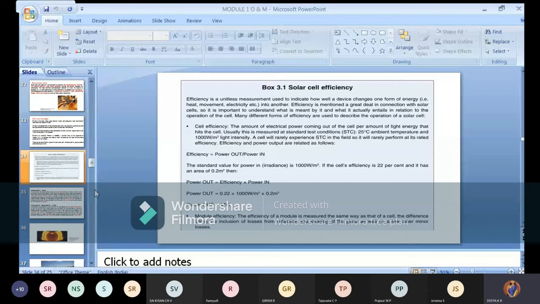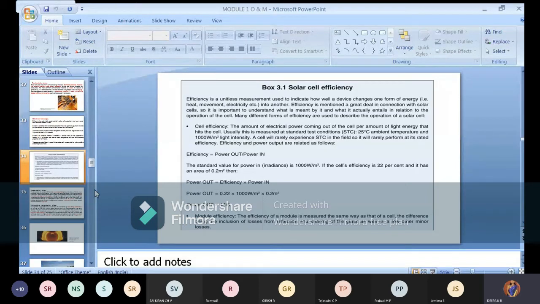Efficiency is mentioned a great deal in connection with solar cells, so it is important to understand what is meant by it and what it actually entails in relation to the operation of the cell. Cell efficiency means we are giving some input, and from that, how much output we are getting at the end for the given input. That makes your cell efficiency.